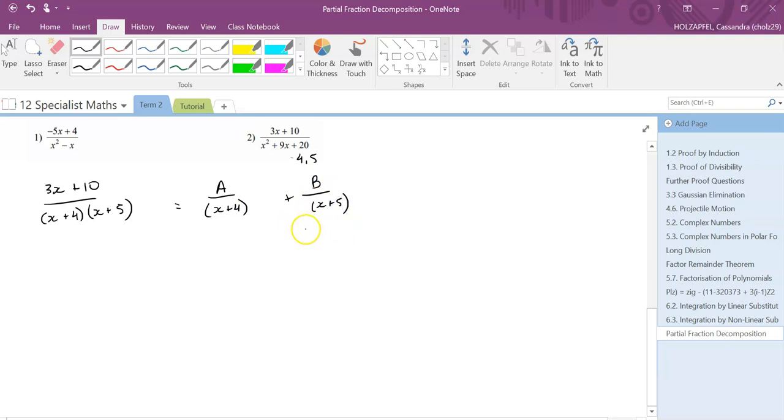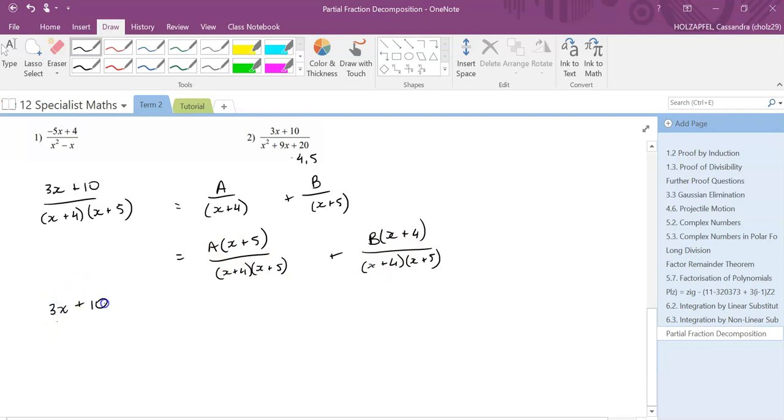Now, step 2, make the denominators the same. So to do that, I'm going to cross multiply. So I'm going to multiply the bottom and the top by x plus 5 here. And for b, I'm going to multiply it by x plus 4. So now we have 3x plus 10 over x plus 4, x plus 5 is going to be equal to this plus this. So if I was to just write out the top term, the numerators, we would have 3x plus 10 is equal to a(x plus 5) plus b(x plus 4).